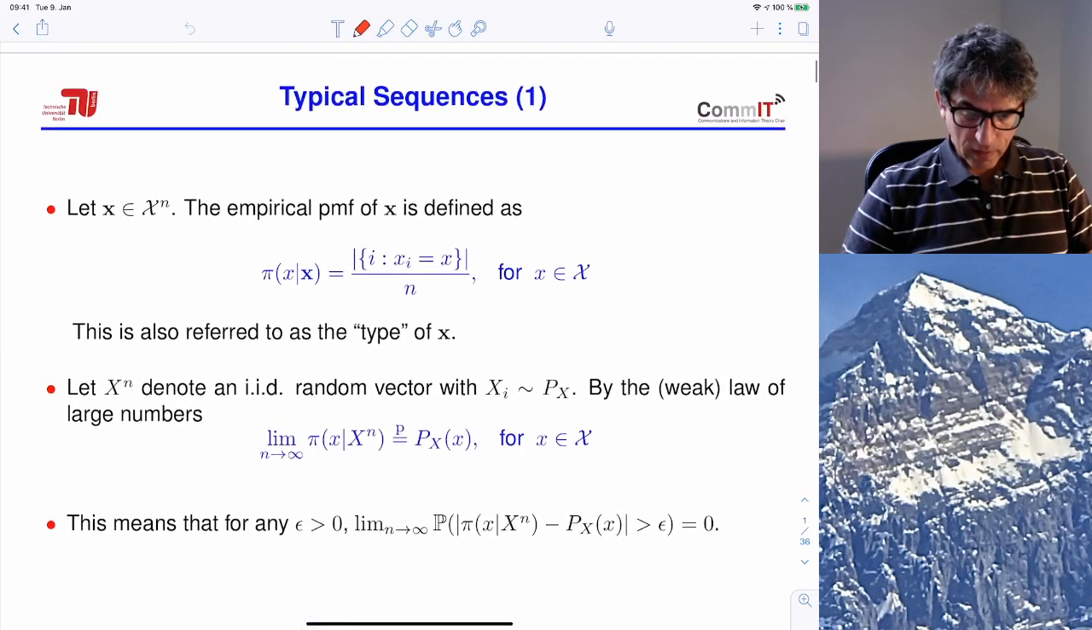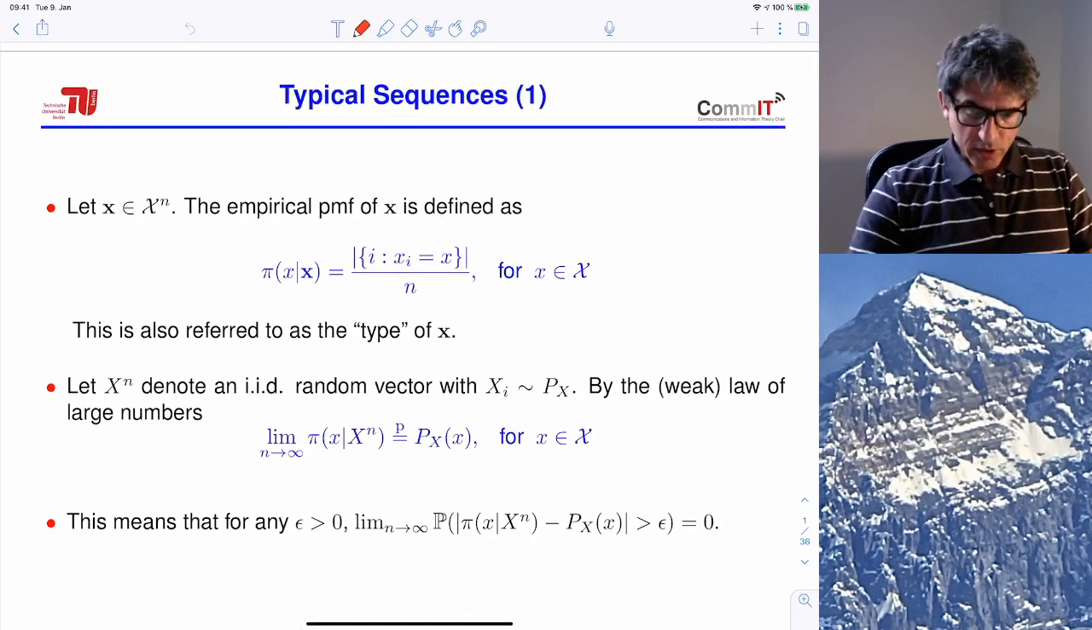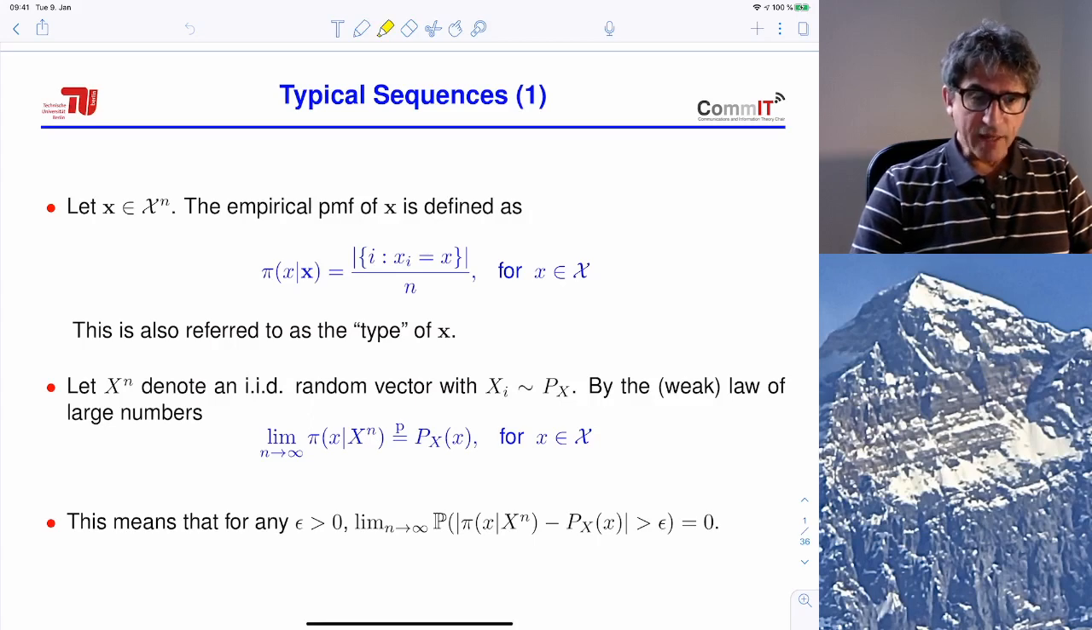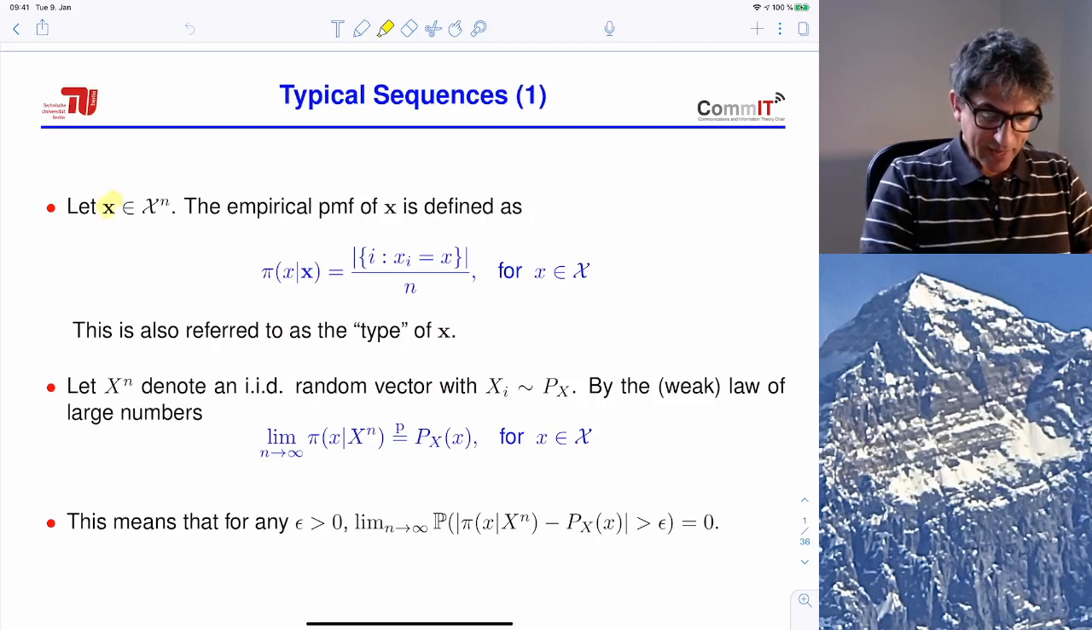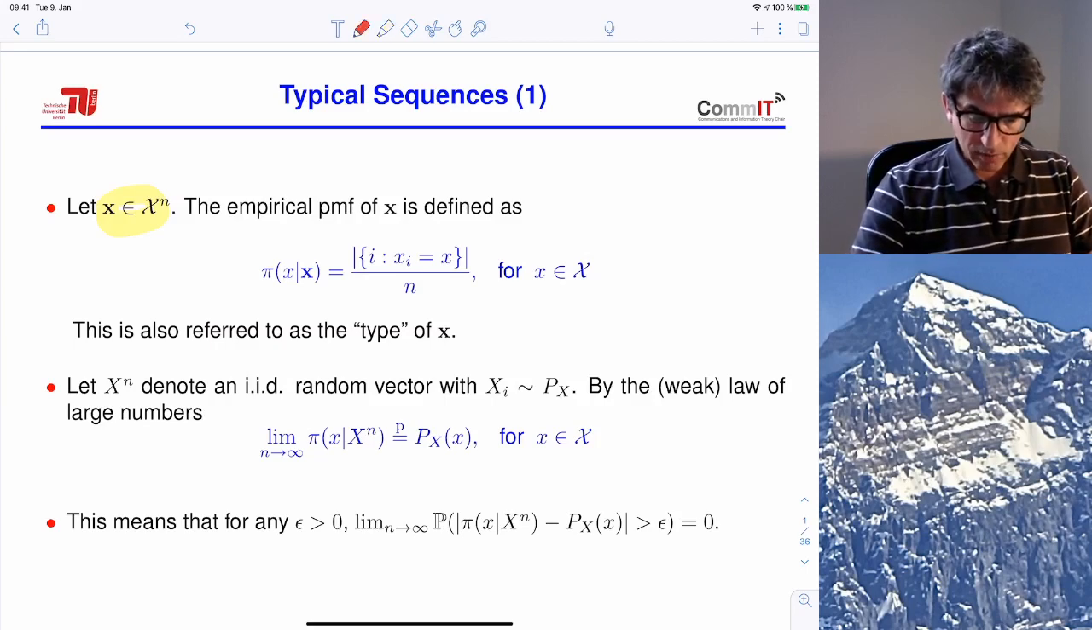So, what are typical sequences? Consider a finite alphabet X, and we consider sequences of length n over alphabet X. We call them x boldface, meaning vectors. Those are not random vectors. This is a fixed sequence.